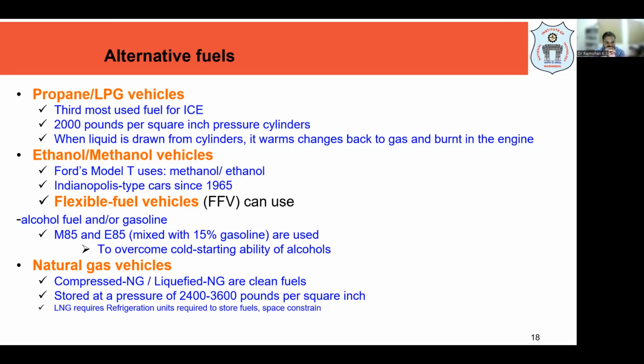And there are vehicles which can run on natural gas, that is CNG or LNG, which are used because they are clean fuels. They are stored at 2400 to 3600 pounds per square inch. Even LNG requires refrigeration units to store the fuel, and there is a space constraint associated with compressed fuels like CNG, because when you see such autos now, you don't have space to keep your luggage.